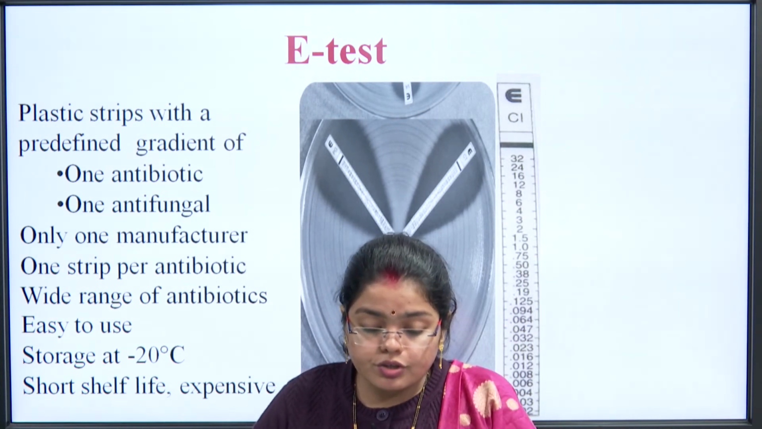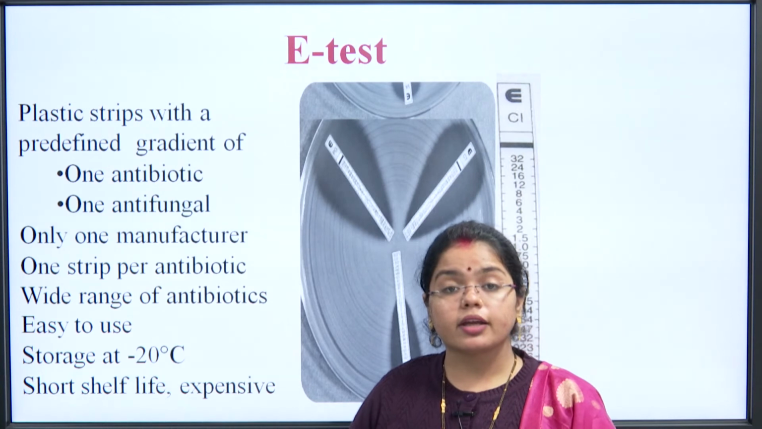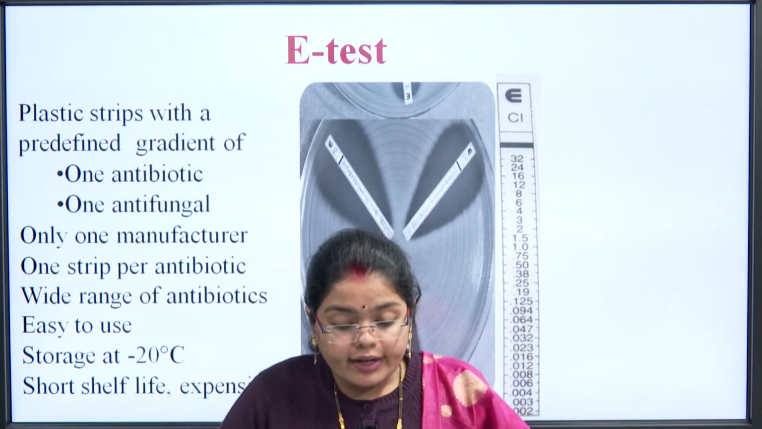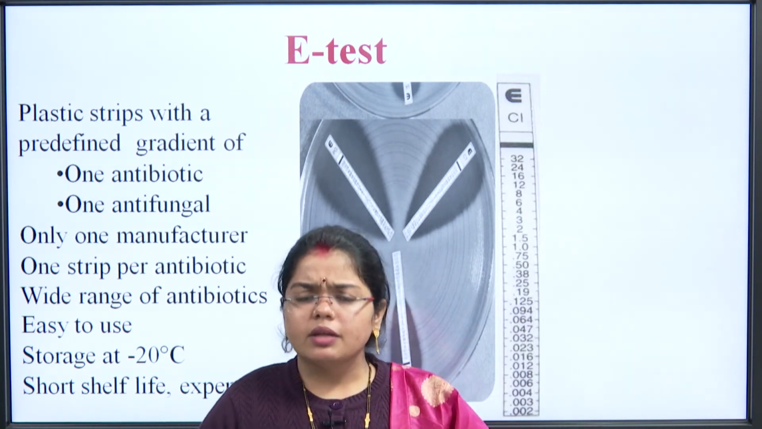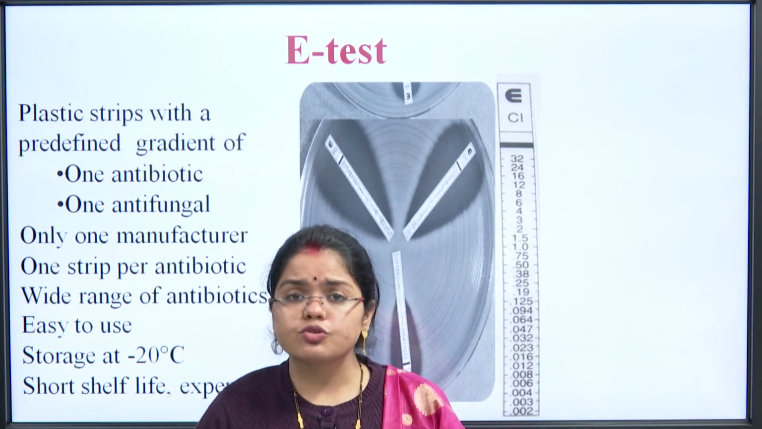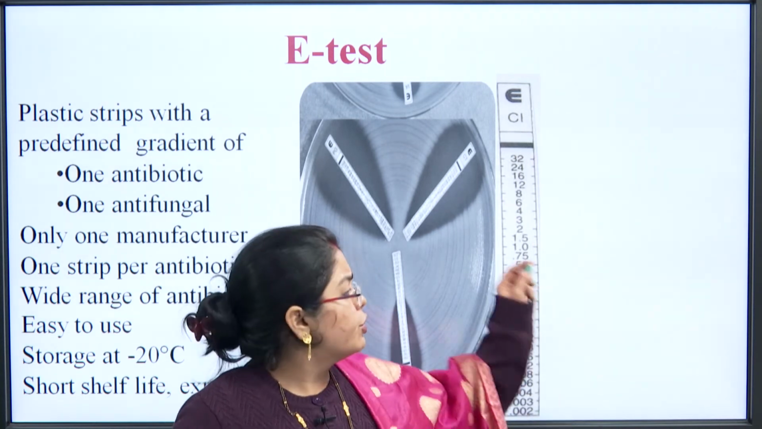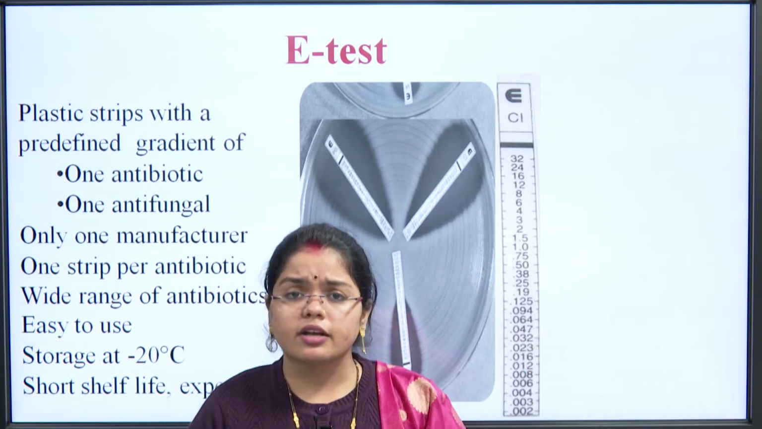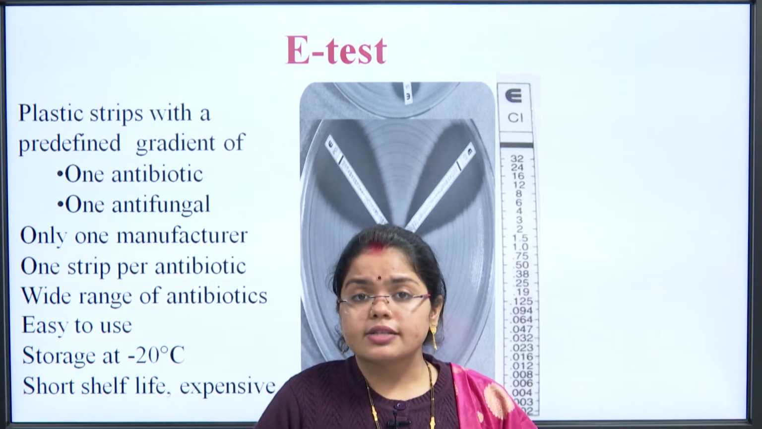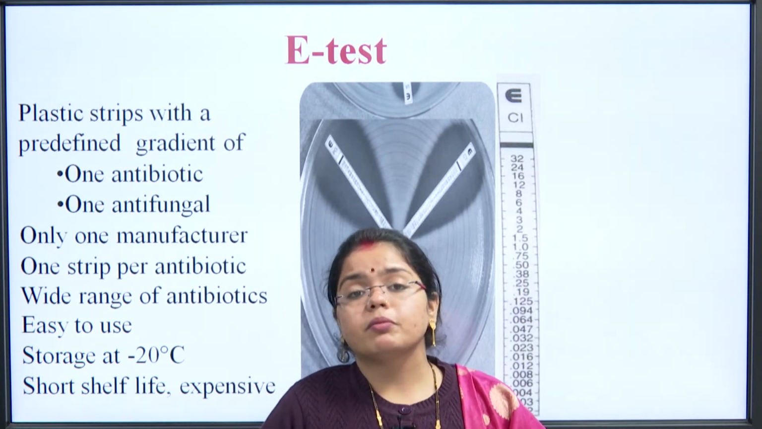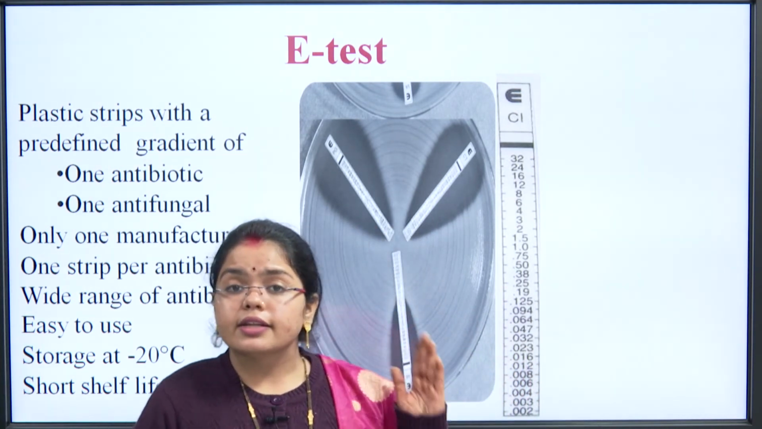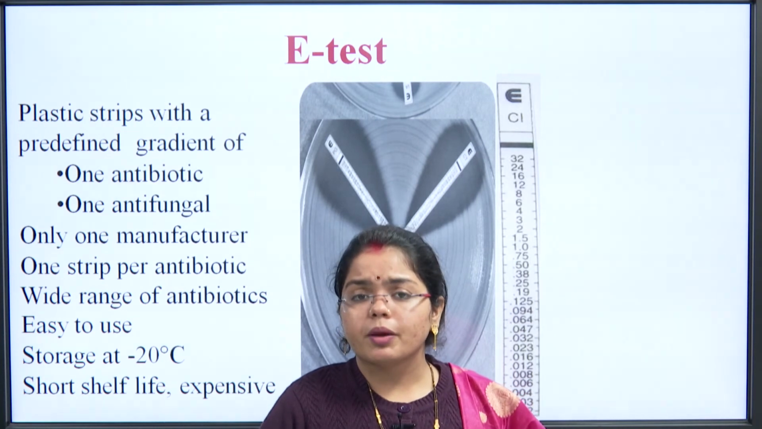So, how we read it, I just explained some more about the e-test. Only one manufacturer, one strip per antibiotic, only one antibiotic is present in one strip. A wide range of antibiotics are used, and many antibiotic strips are available for this kind of e-test. It is very easy to use, obviously it is a small strip, we need to keep it on the agar plate and the results start coming up. Then the storage at minus 20 degrees Celsius, the only thing that we need to keep in mind is the storage condition, because if the storage condition is not proper, disintegration happens and the results would not be appropriate.